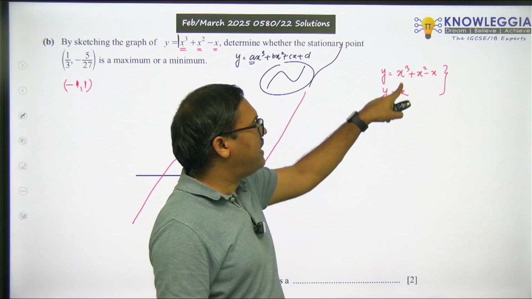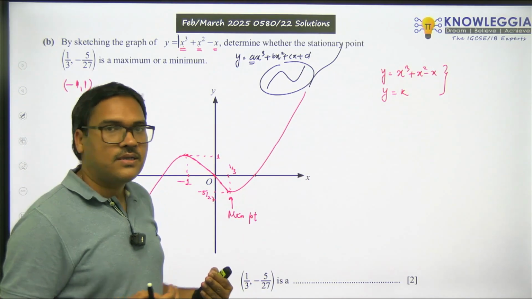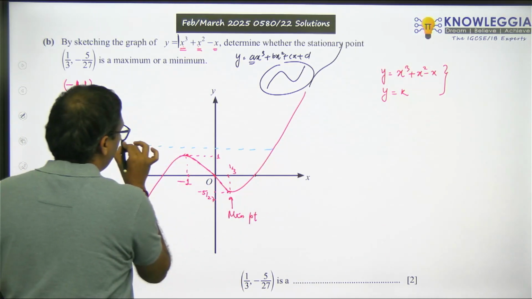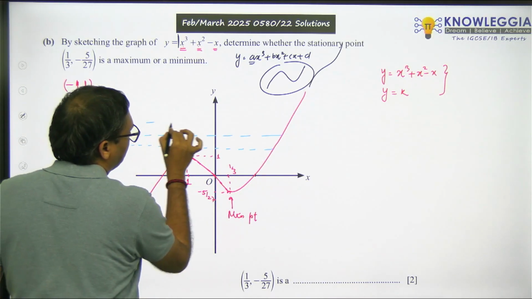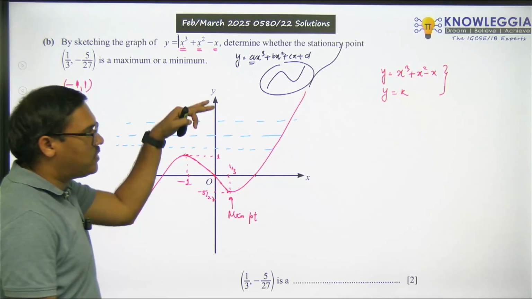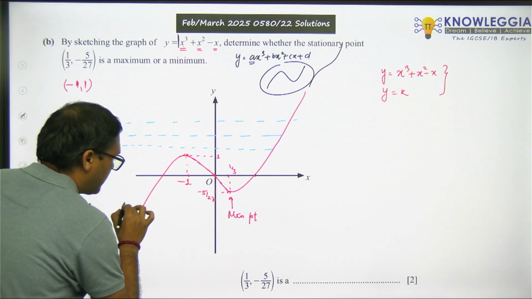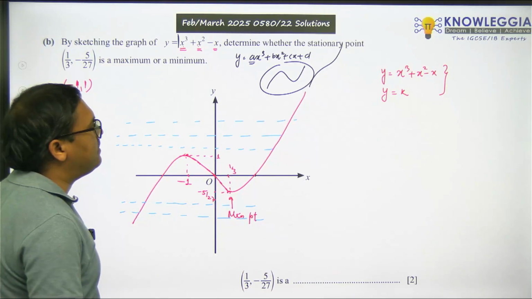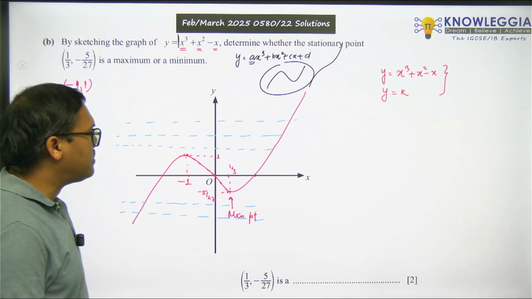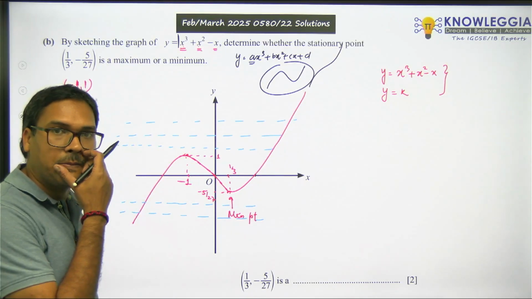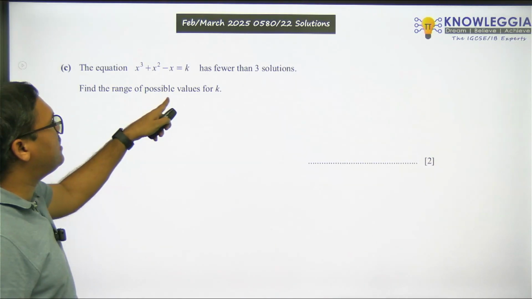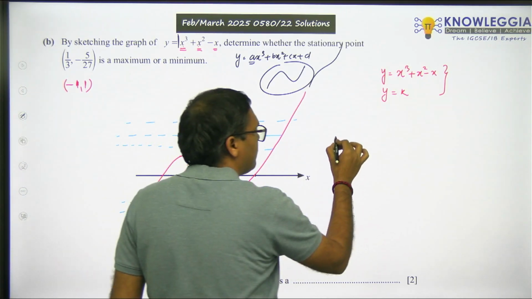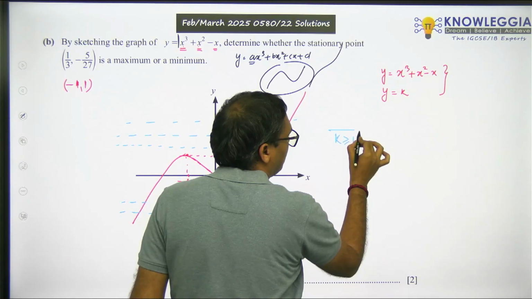Now, if this and this should be equal at less than 3 points, that means if I draw the line like this, or like this, or like this, you can see all these lines are parallel to the x-axis. So you can see this equation has less than 3 solutions because there are less than 3 points of intersection. So what is the range of k? Find the range of possible values of k. So k should be what? k should be greater than or equal to 1.